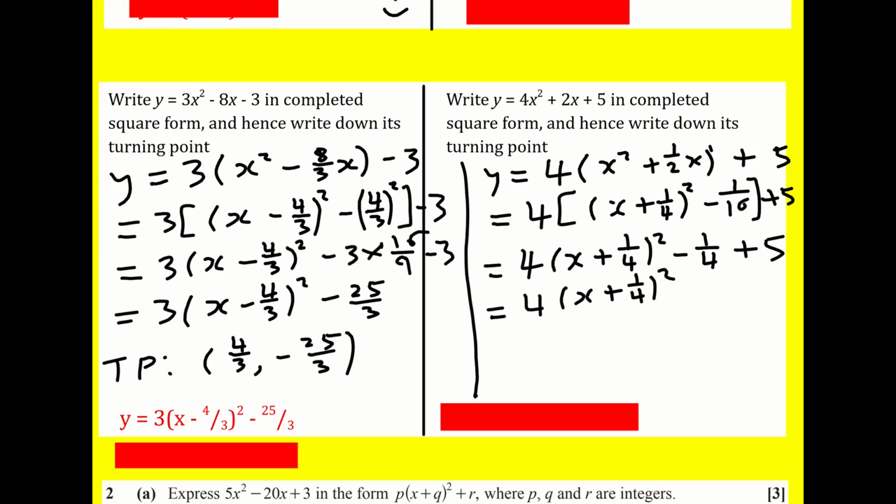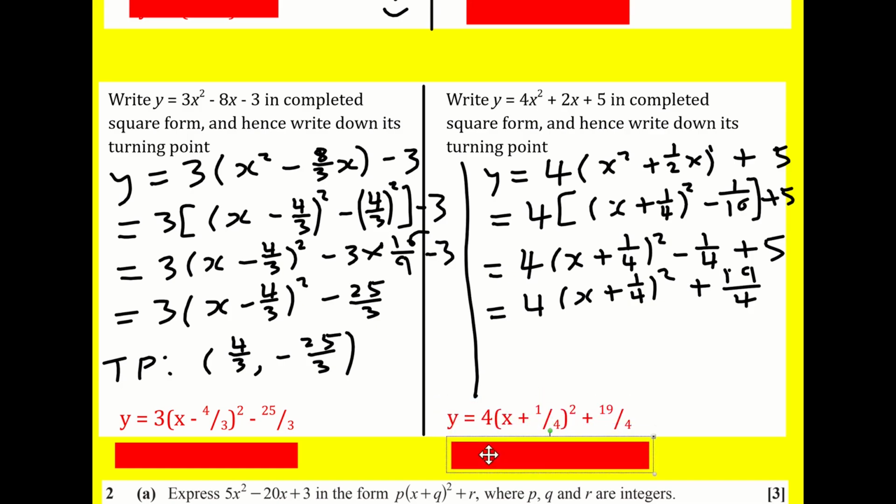And I could put this in my calculator, or actually I know that 5 is 20 over 4, so if I then minus a quarter, it's going to be 19 over 4. So there we have it. Let's just check. Nice one. Brilliant. So I got those right.